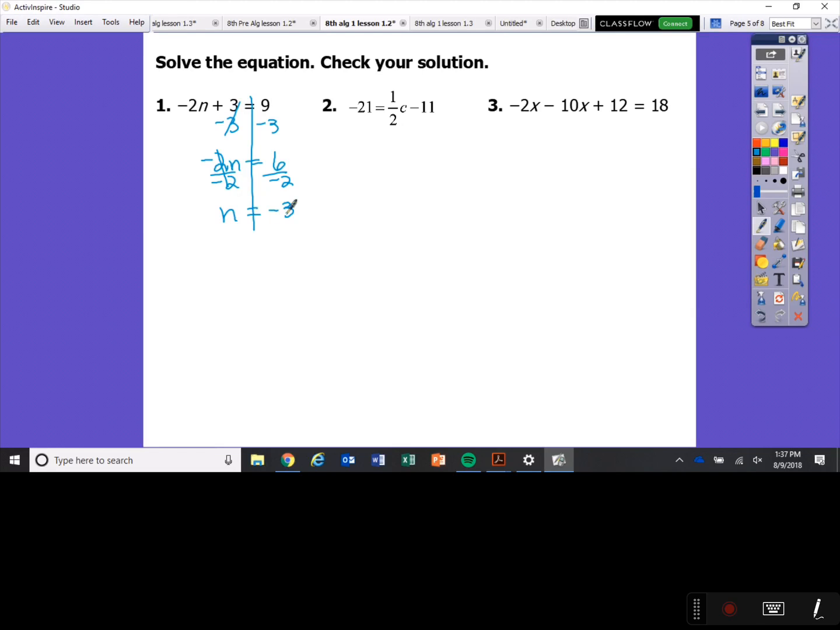Number 2, it is a fraction, so it's a little bit different, but it's not that bad. So, what I'm going to do here is there are 2 different ways. Anytime I see a fraction with a 1 on top, we can basically make the 1 disappear and move the c to the top of the fraction, making this negative 21 equals c over 2 minus 11. Or, you can do what Mayan did.